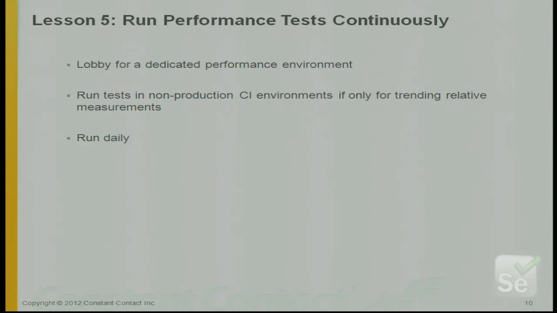So you want to run your performance tests continuously, lesson 5. And so lobby for a dedicated performance environment. Run your tests in non-production CI environments, if only for relative measurement. So your CI environment might resemble like a tenth of production. So you can do the math on that diff and figure out if that is still a valid number. But at least if you're doing it in your CI environment, you can see how the previous 5-10 runs went versus your current run.